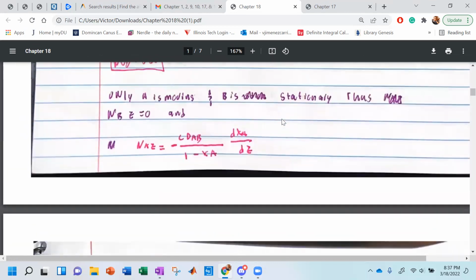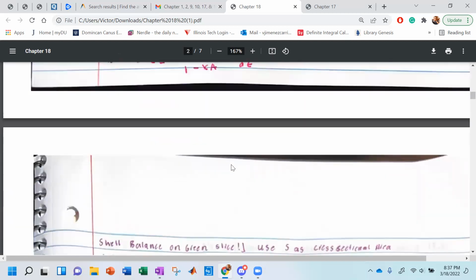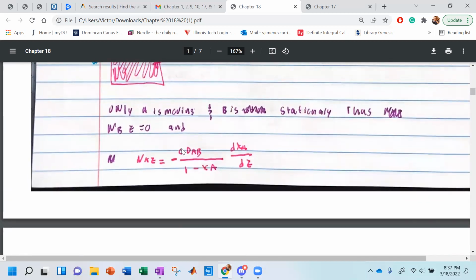And if you do that, the book is nice enough to give you the equation without you having to solve for it. It gives you this equation right here. Beautiful, nice and pretty. NAZ, that equation will vary depending on your circumstances. If the component B is stationary, use this one.